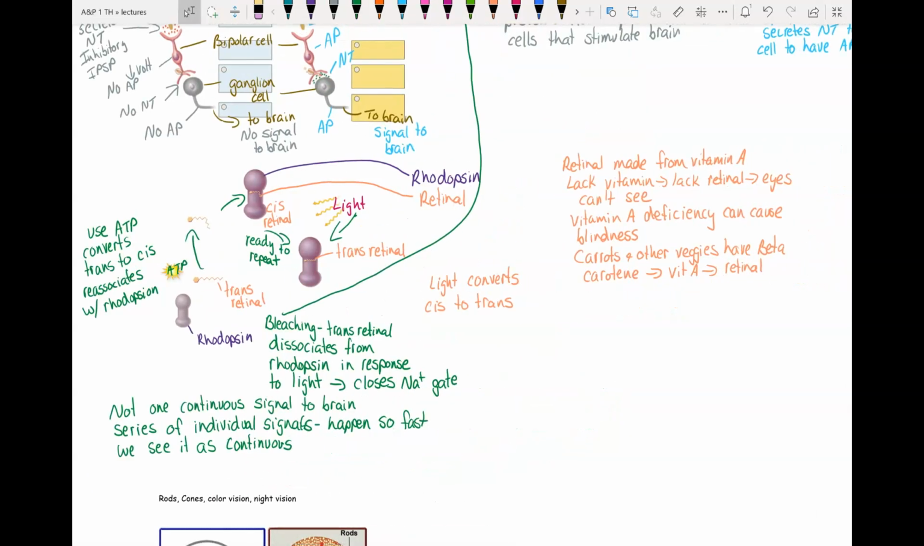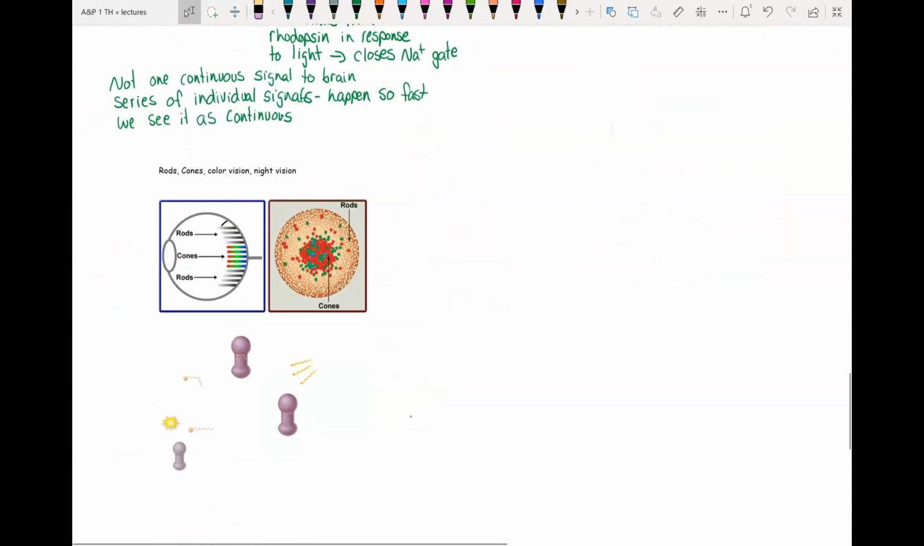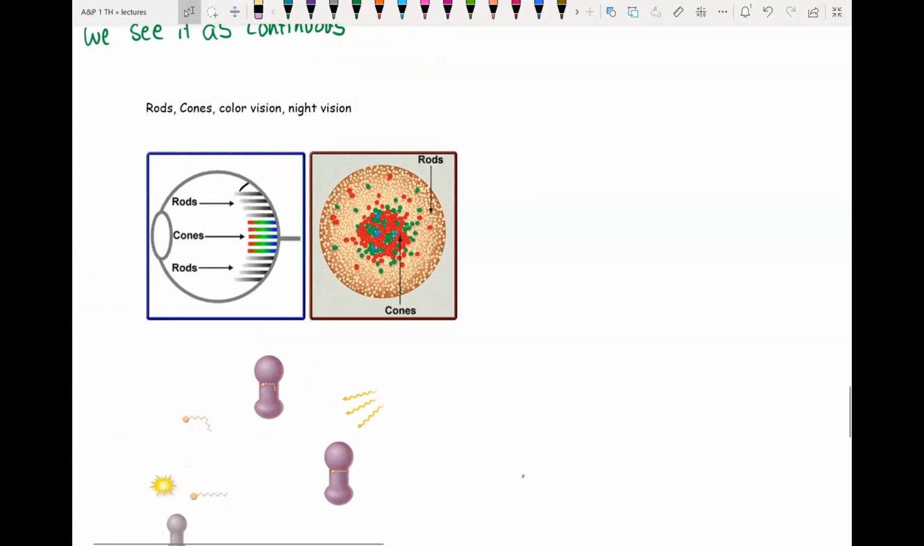This idea is going to come up important with the night vision. So we're going to look at rods and cones, and then we're going to come back to this idea of that retinol converting from cis to trans and then back again as how you see. So now let's take a minute and look at rods and cones.